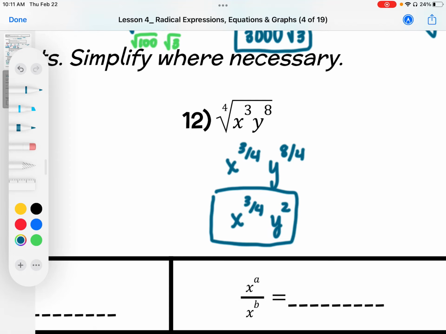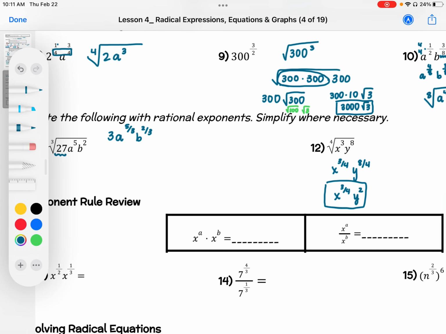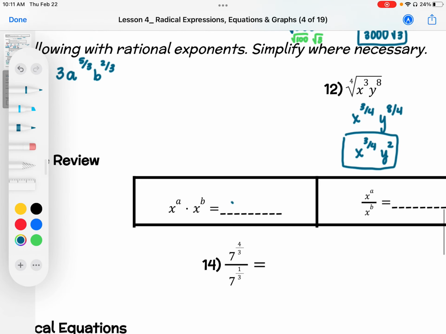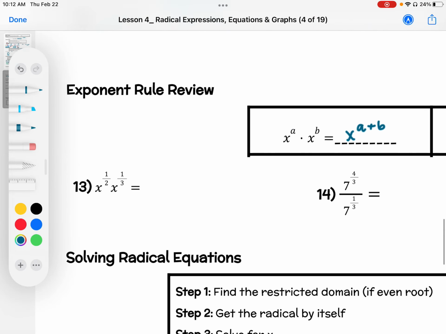All right, so next we're going to talk about exponent rule review. So x to the a times x to the b, our rule is x to the a plus b. So we add exponents when we're multiplying bases. If we look at the next one, when we're dividing, we would subtract the exponents. So a minus b. So we're going to go ahead and solve these.